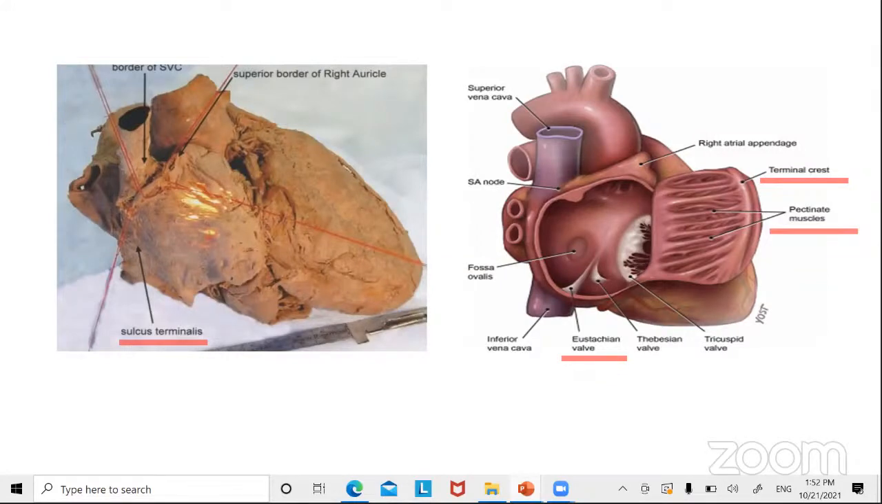Continue, Rawan, continue. Okay. So as I was saying, the Eustachian valve, this remnant usually regresses after birth.